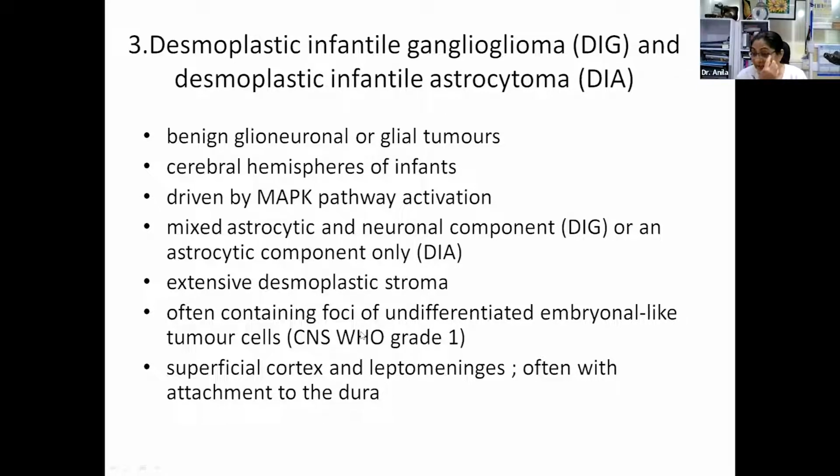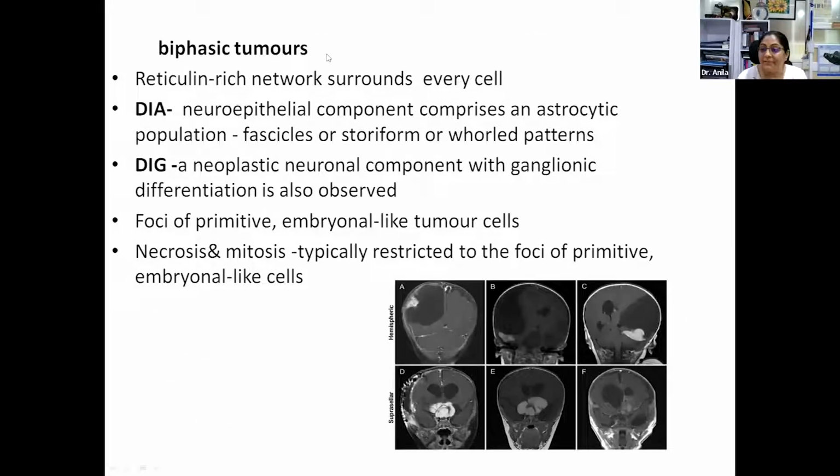One characteristic feature is that none of the other glioneuronal tumors show embryonal-like tumor cells, but this tumor shows embryonal-like tumor cells, with necrosis and mitosis in these embryonal tumor cells, and still it is graded as a grade 1 tumor. And they are often attached to the dura. So they are again biphasic tumors. The reticulin-rich network surrounds each and every cell. I think I'll be able to show that in the next picture.